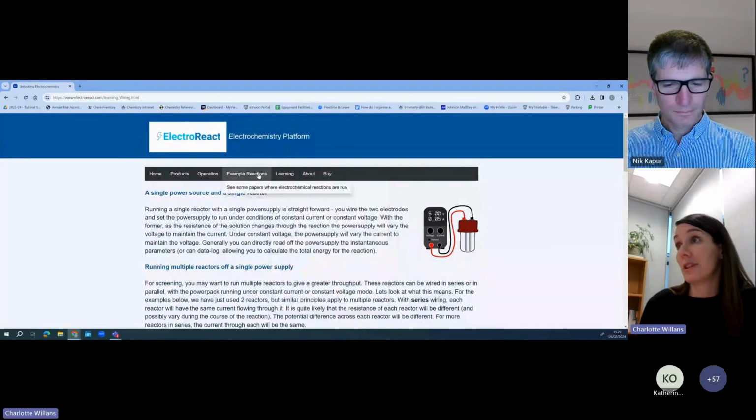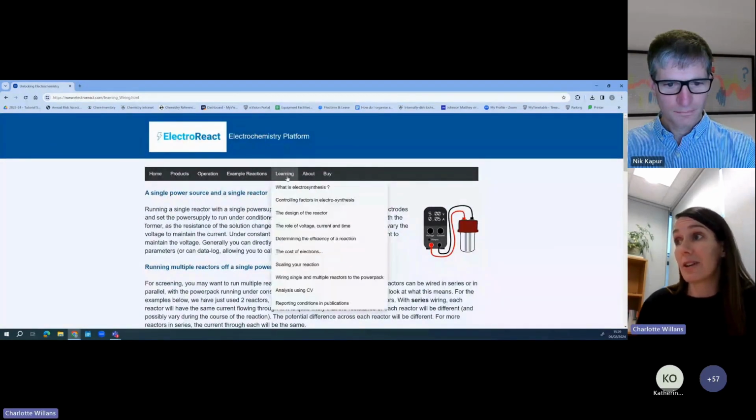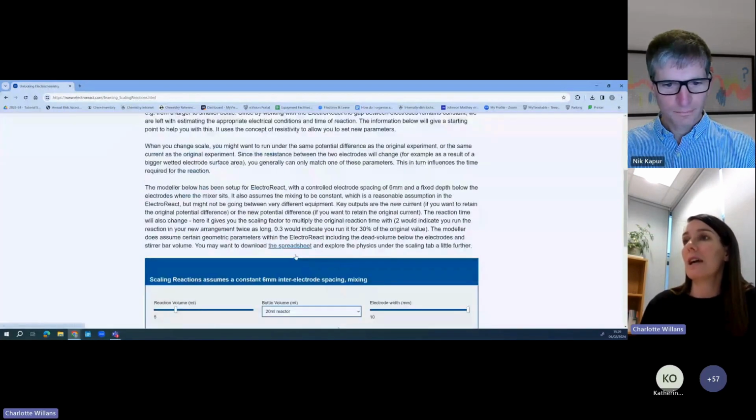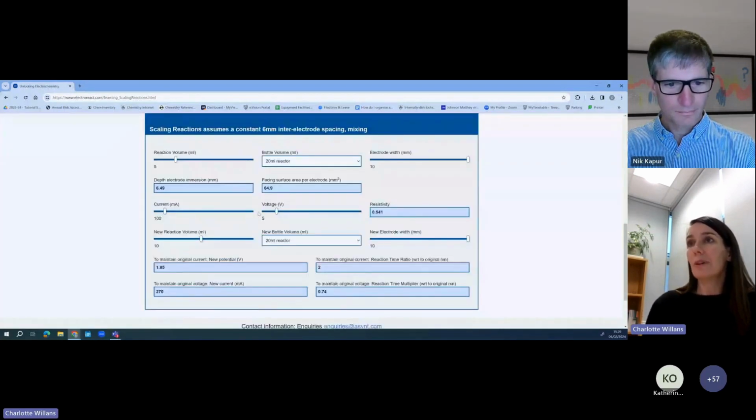Also really important, scaling your reaction. So this is important in chemistry, it's important in electrochemistry. So as an example, you might do a reaction in 5 ml of solvent. You might run it at a specific current and read what the voltage is. You might run at a specific voltage and read what the current is. But from that, we can work out the resistance across those electrodes.